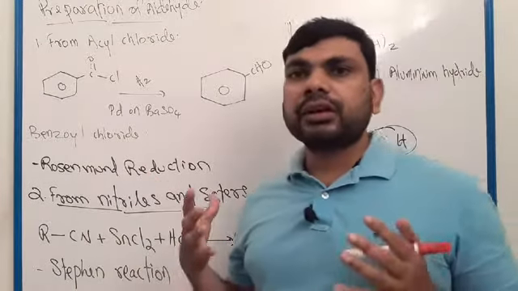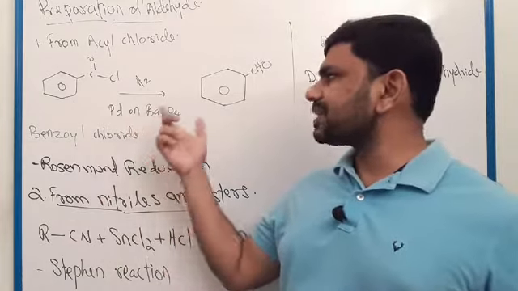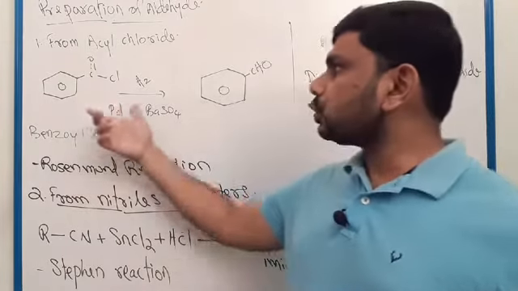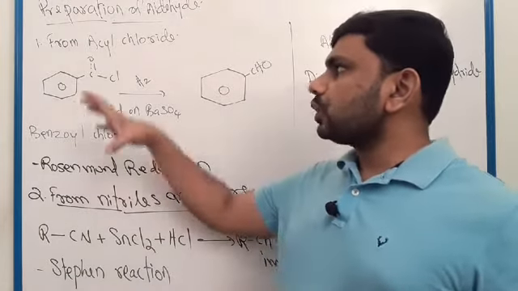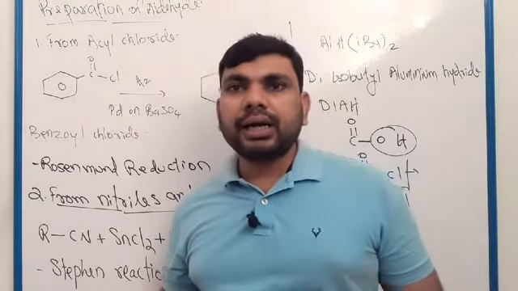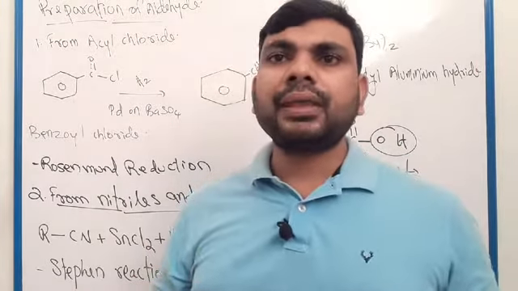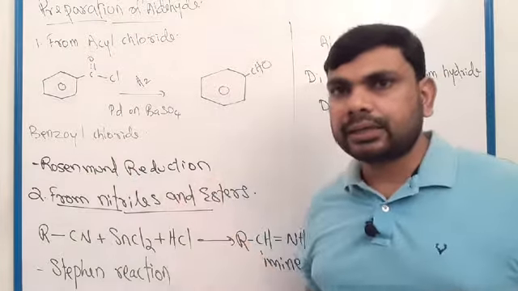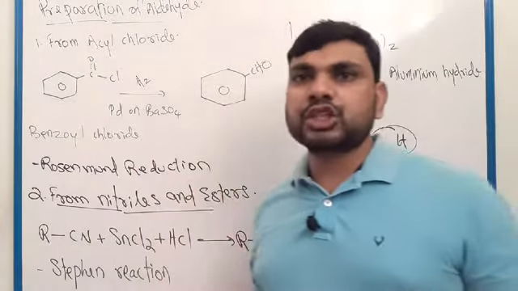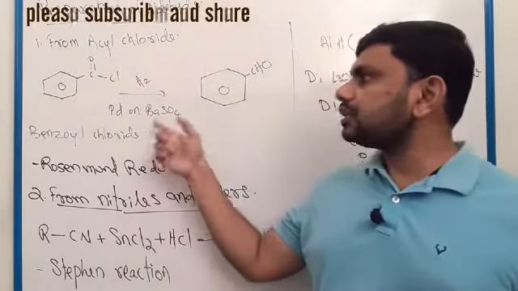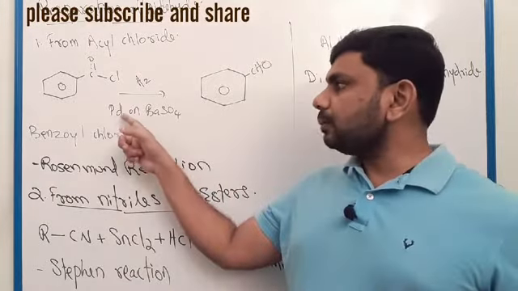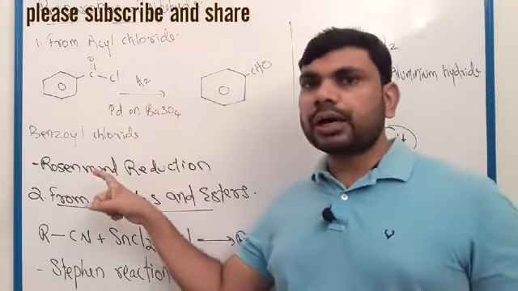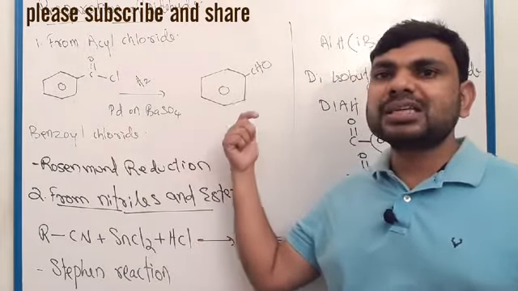Benzoyl chloride after reduction in presence of palladium and barium sulfate will change to benzaldehyde. Okay, so here preparation of aldehyde first from acyl chloride. Here we can change benzoyl chloride to benzaldehyde. A mixture of palladium and barium sulfate, we will reduce benzoyl chloride. Benzoyl chloride will change to benzaldehyde.